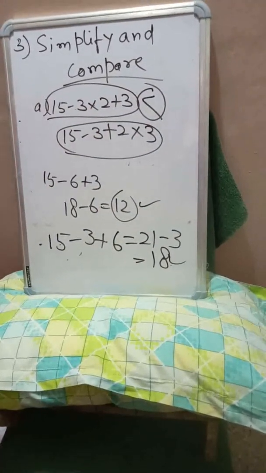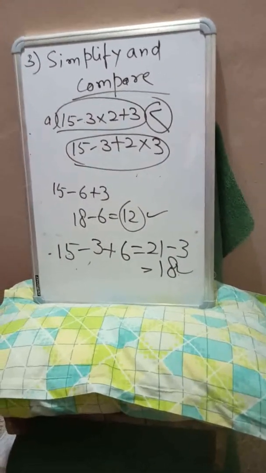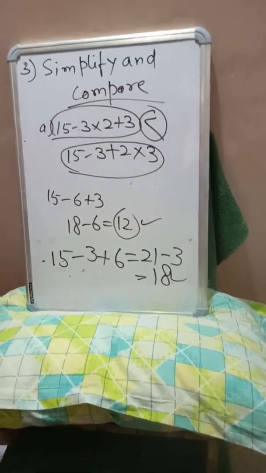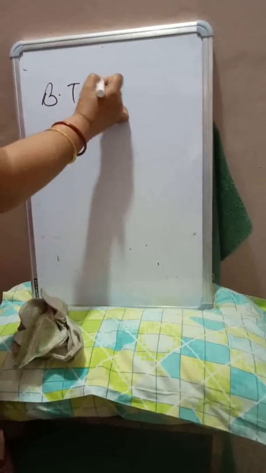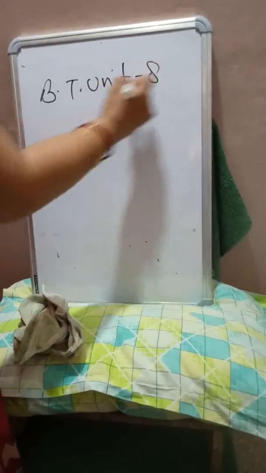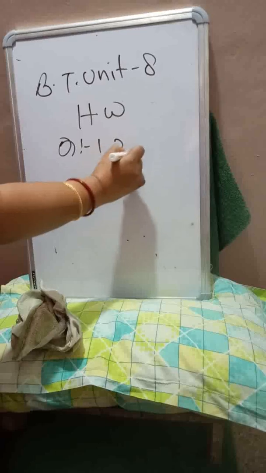So similarly you have to do the questions. So the brain teaser is your homework. So question number 1, 2, 3 is your homework. Brain teaser, unit number 8 is homework. Question number 1, 2 and 3.